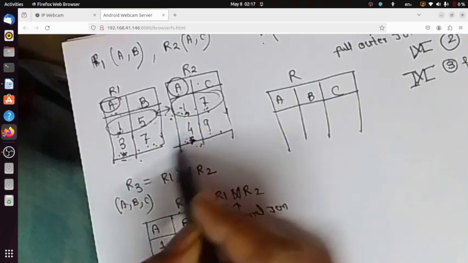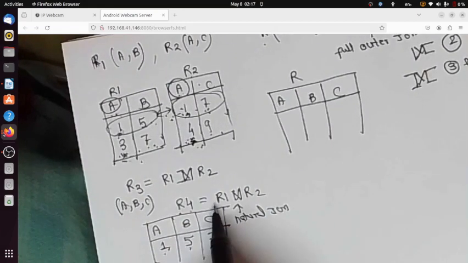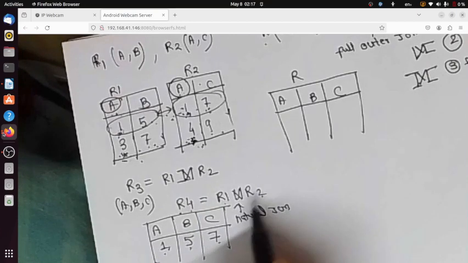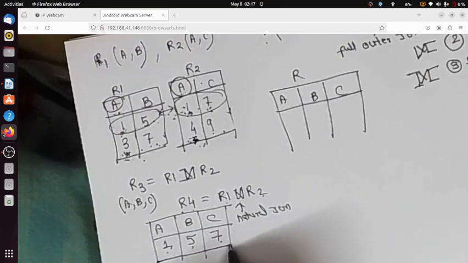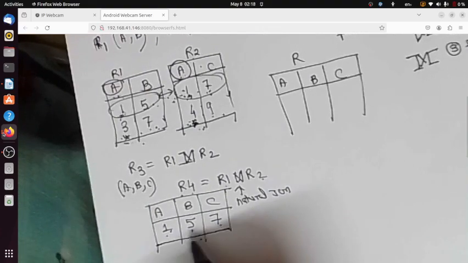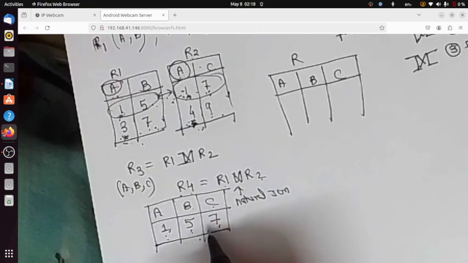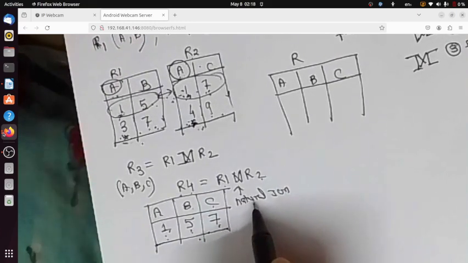So if we do the natural join operation, suppose R4 is the natural join output between R1 and R2. What will be the tuples that will come in the R4 relation? Only one tuple will come, that is 1, 5, 7 for the A, B, C columns, and that will be the answer.